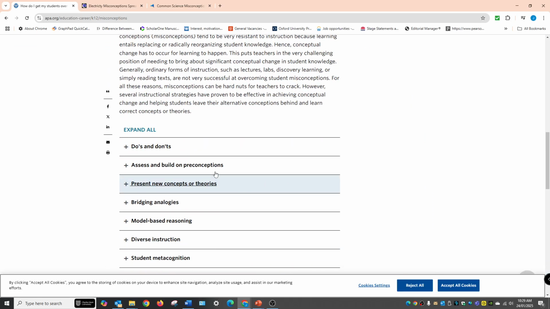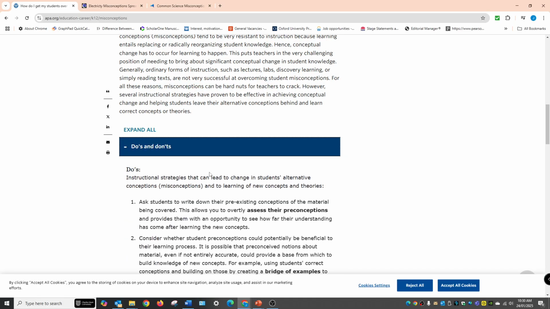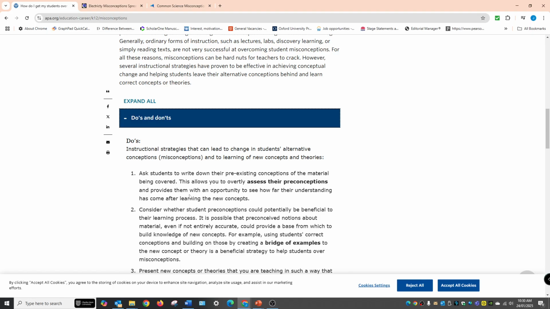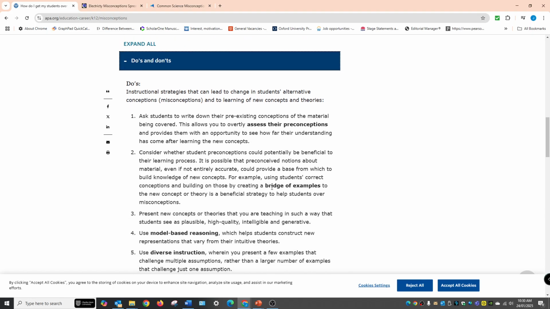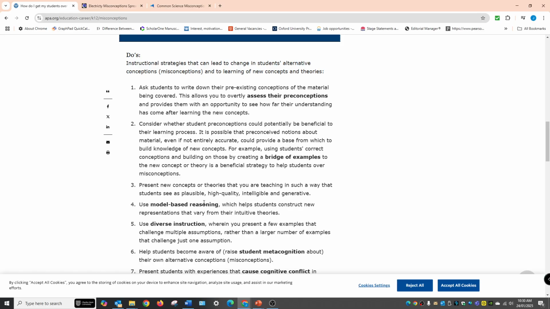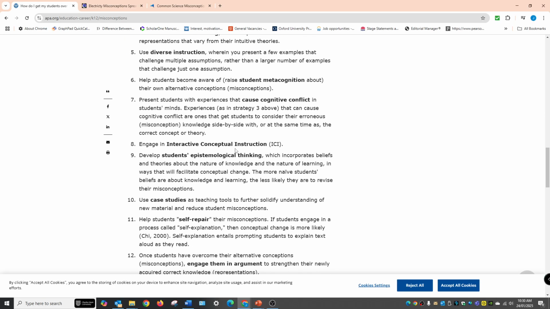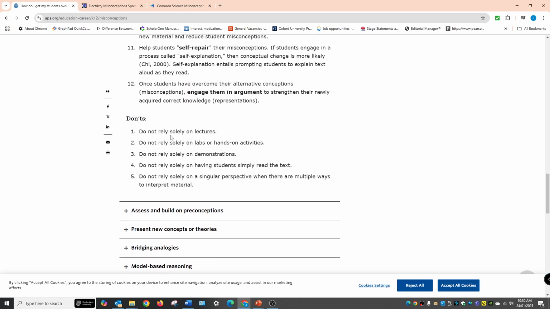But here's some strategies around the do's and don'ts of alternative conceptions. We talked a bit about this as well. Assess and build on preconceptions. So we want to build on things they do know and they can appreciate. There are some do's and don'ts here. Obviously, we want to bridge examples, model-based reasoning, diverse instruction. We've talked a bit about this as well. But we see the don'ts: lectures, hands-on, labs.